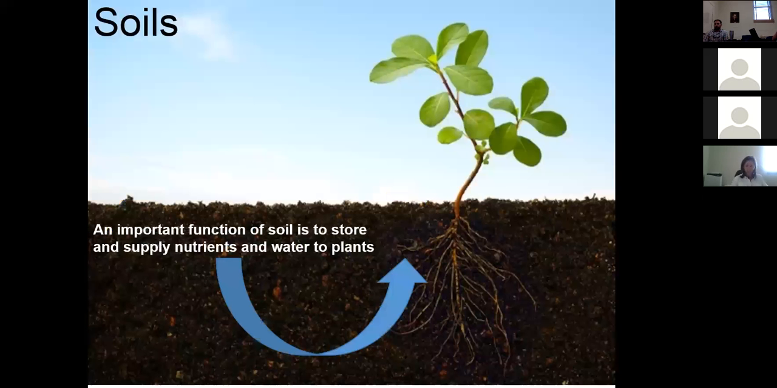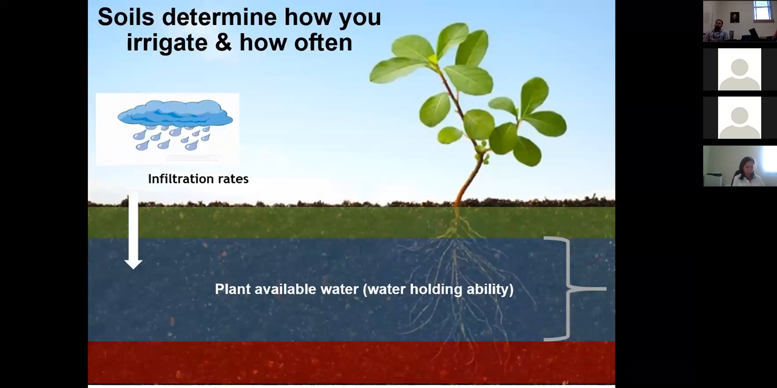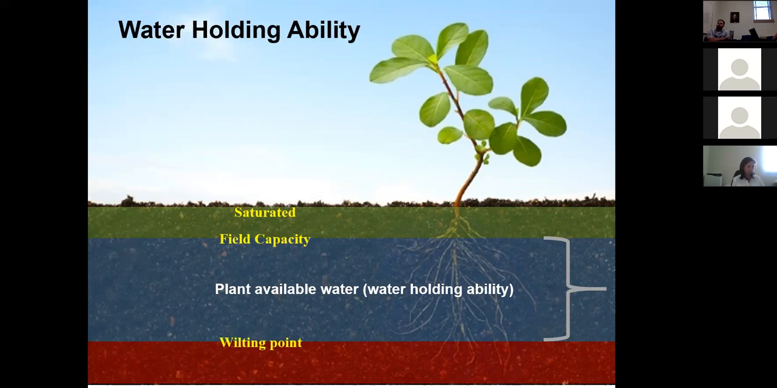Let's start with soil. An important function of soil is to store and supply nutrients and water to plants. Different kinds of soil have different abilities to hold water, and plants can use an amount of this water held in the soil, and we call it available water capacity. The available water capacity is the water held between the field capacity and the permanent wilting point.